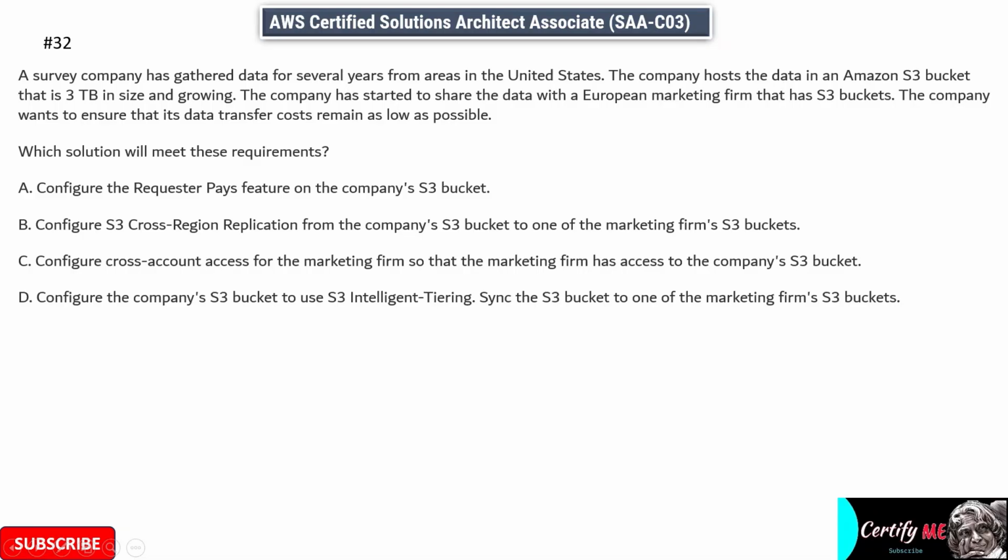Option A. Configure the Requester Pays feature on the company's S3 bucket. Option B. Configure S3 cross-region replication from the company's S3 bucket to one of the marketing firm's S3 buckets. Option C. Configure cross-account access for the marketing firm so that the marketing firm has access to the company's S3 bucket. Option D. Configure the company's S3 bucket to use S3 Intelligent-Tiering. Sync the S3 bucket to one of the marketing firm's S3 buckets.